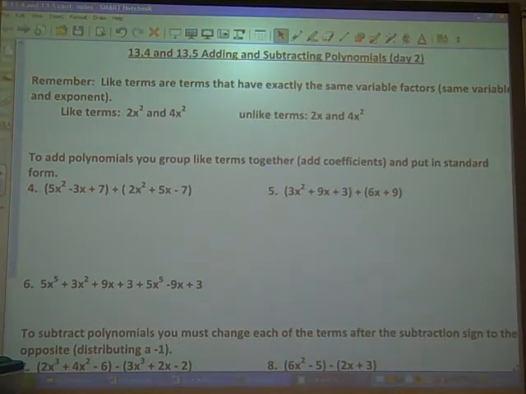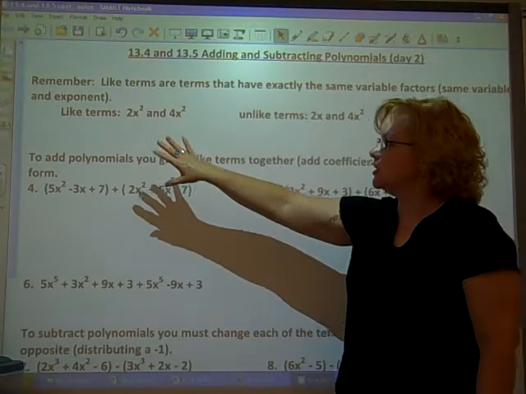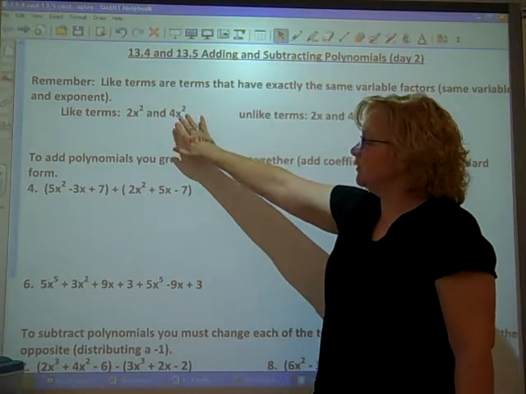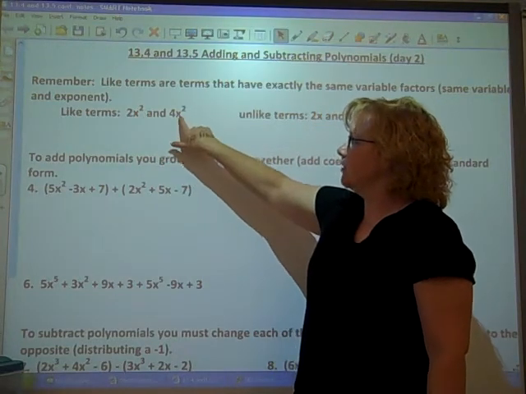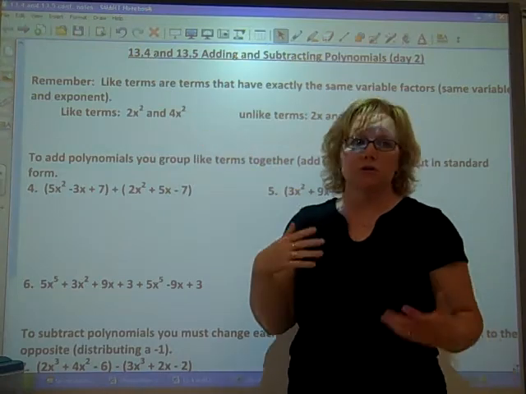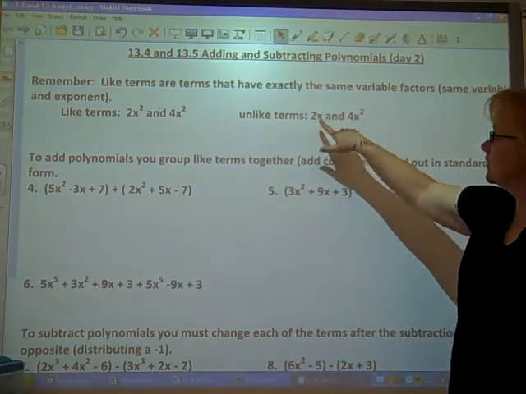Okay, we are doing 13.4 and 13.5. We're just continuing what we already learned from yesterday. Remember, like terms are terms that have exactly the same variable factors, so the same variable and the same exponent. We need to know this for today. You're looking at the variable and the exponent. So those are examples of like terms.